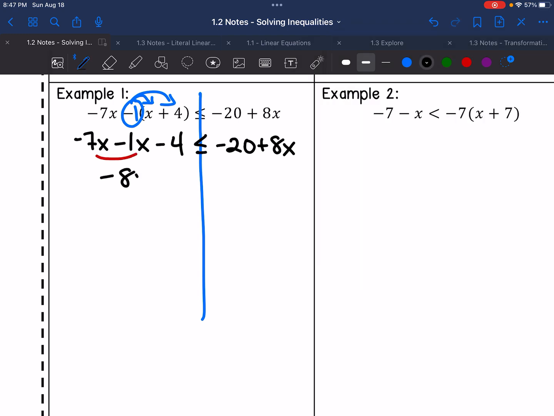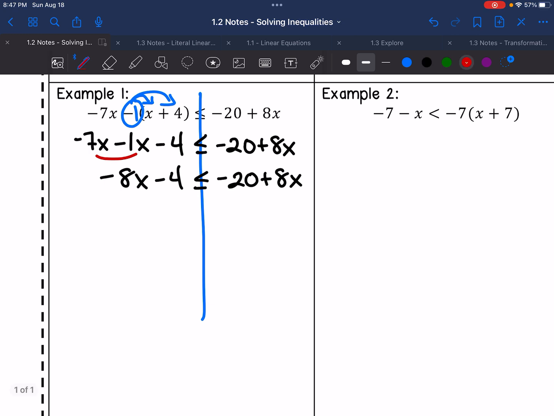So -8x minus 4 less than or equal to. There's nothing to combine on the right-hand side. Those are not like terms, so I'm just going to bring them down. Now it's time to move things from one side to the other. Remember that if you're going to bring something across the line, you have to change the sign of it, right? We've got to do the opposite.